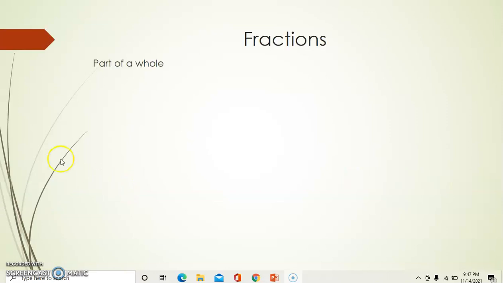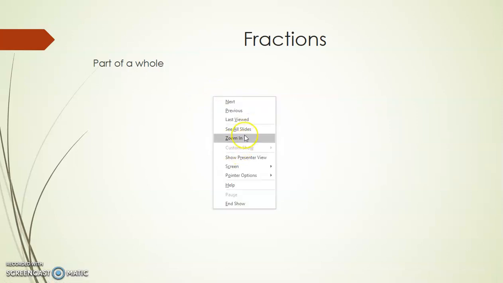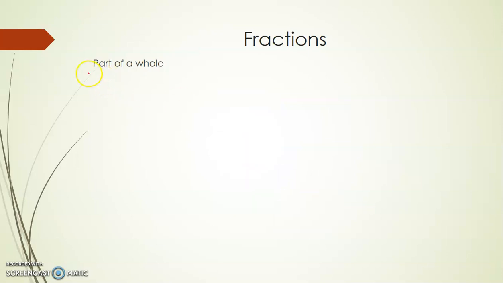So we know fractions are part of a whole. If there is one whole object, the whole object is divided into equal parts. It is very important that it is divided into equal parts. And how many parts of the whole are we considering?